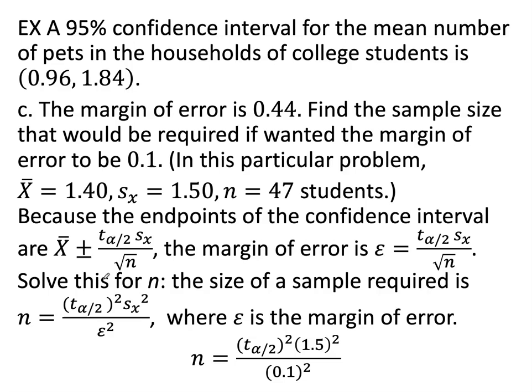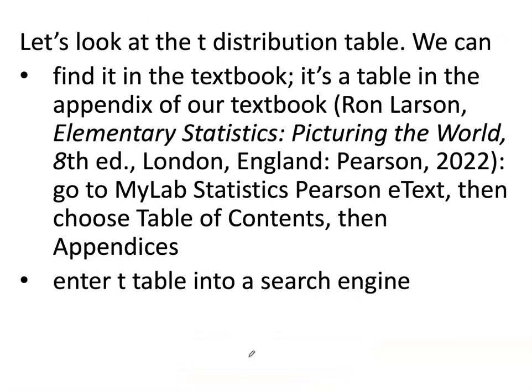So n equals t sub alpha over 2 squared, which we'll calculate in a moment, times s sub x squared. s sub x we saw was 1.5, and epsilon squared, that's 0.1 squared. So this is what we end up with for n. Last thing we need to do is calculate t sub alpha over 2.